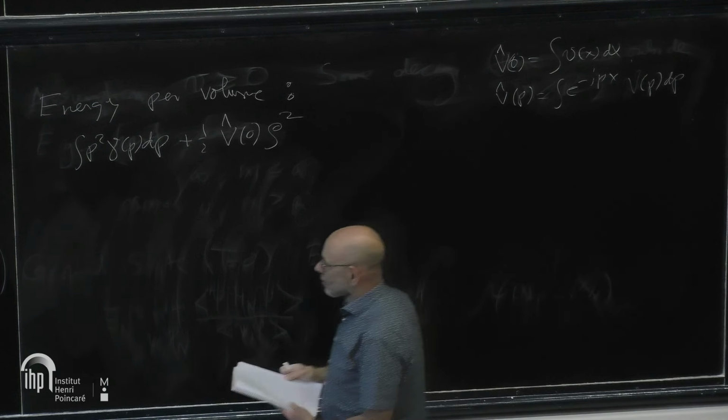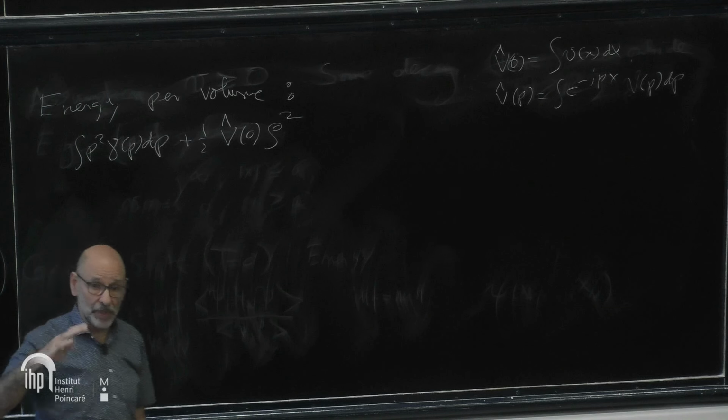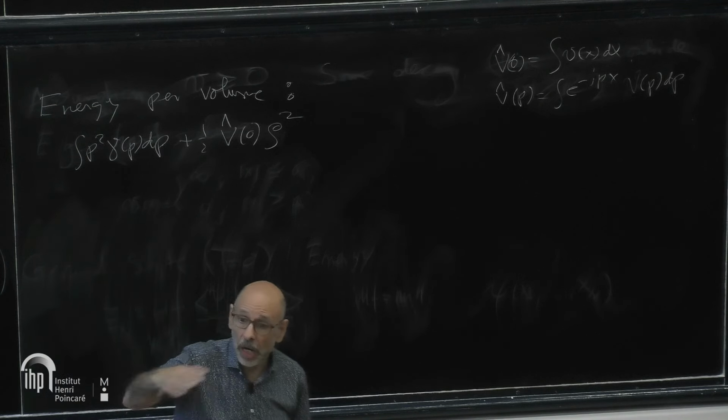And then I'll get the terms that correspond to having two zeros and two non-zeros, and then I'll get the terms with four non-zeros, right? I only get an even number because I do an expectation value in the quasi-free state, which does not have any odd expectations.